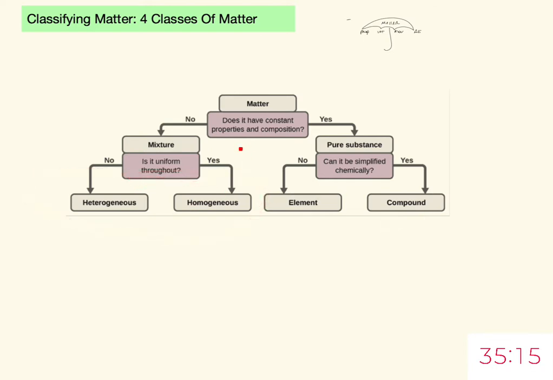Mixtures. Key questions normally come through: how do we differentiate these two, pure substances to mixtures? You can separate those based on physical means. And elements and compounds, you can only differentiate those chemically.